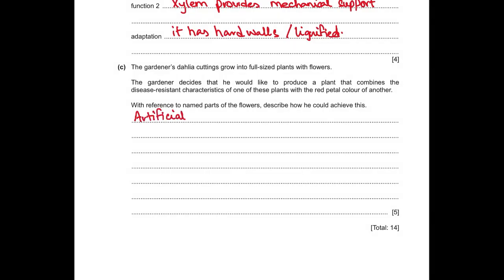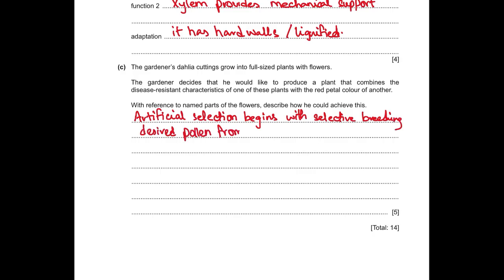The gardener can do this by artificial selection, which starts with selective breeding. The gardener will select the desired pollen from one plant and transfer it to the stigma of another plant.